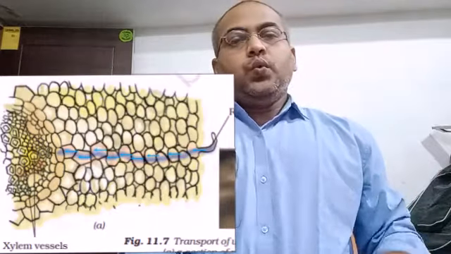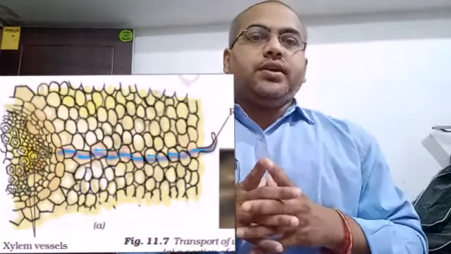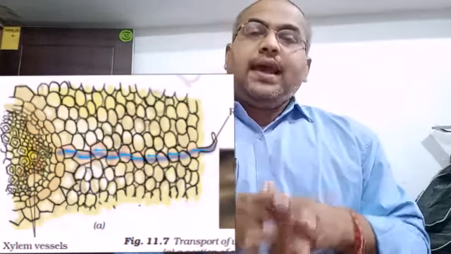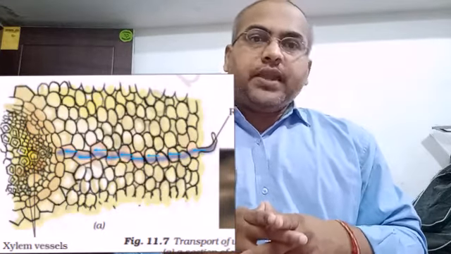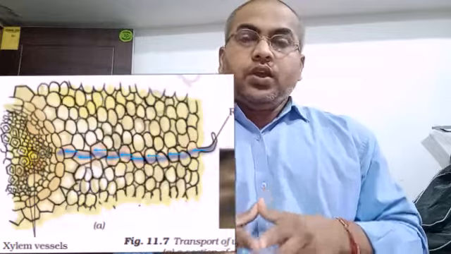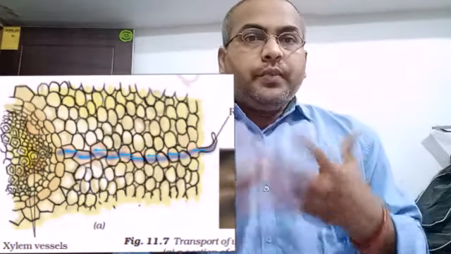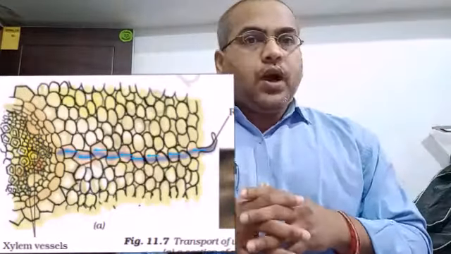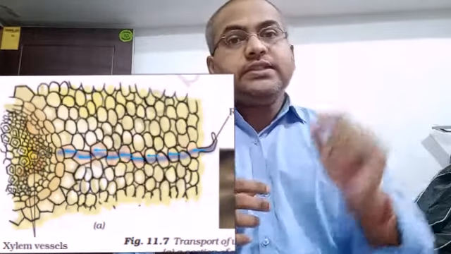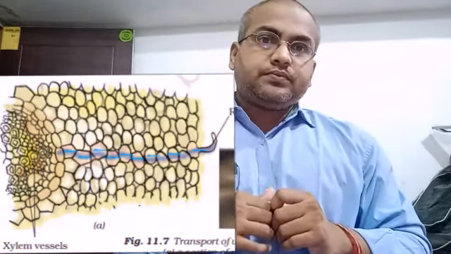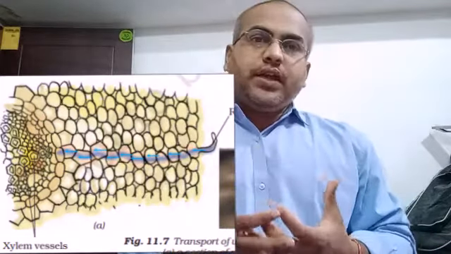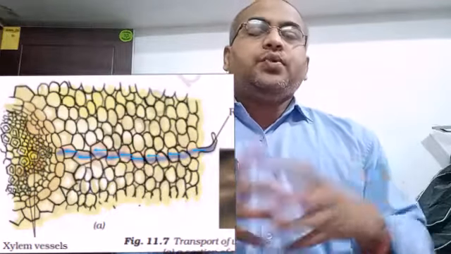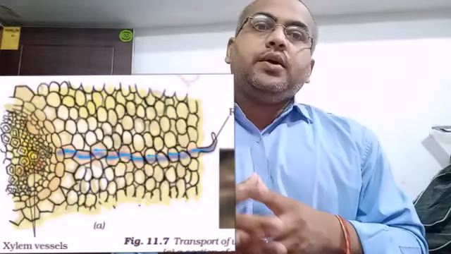In chapter 10, we had learned that every organism needs energy to perform its activities, and this energy they get by the breaking down of glucose in the cells. So food is prepared in the leaves, and this prepared food is transported throughout the plant body, and glucose reaches every cell, where it is broken down to produce energy. So now the question arises, how is this transportation done in a plant?